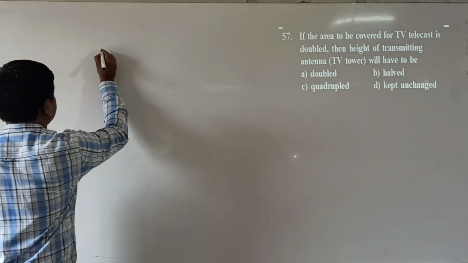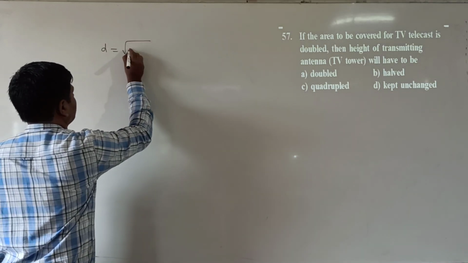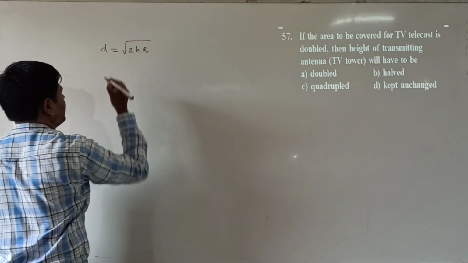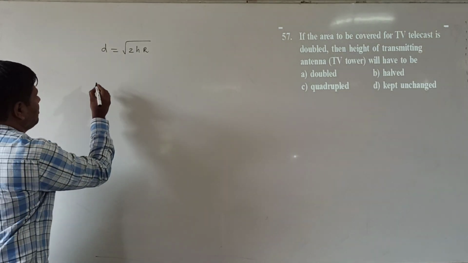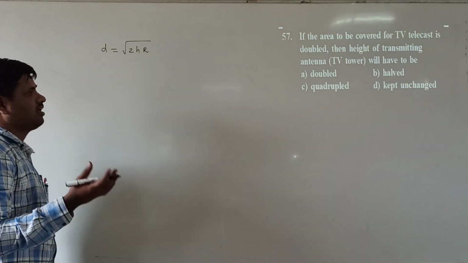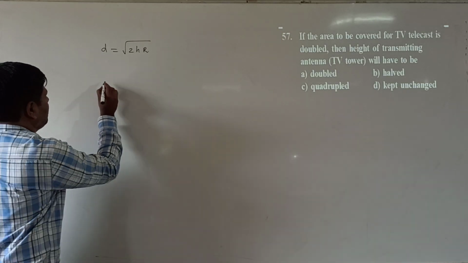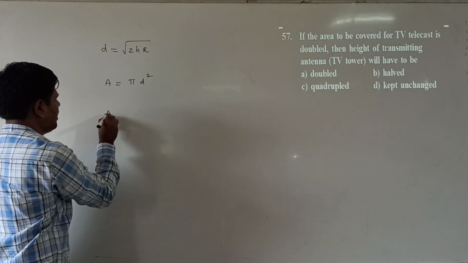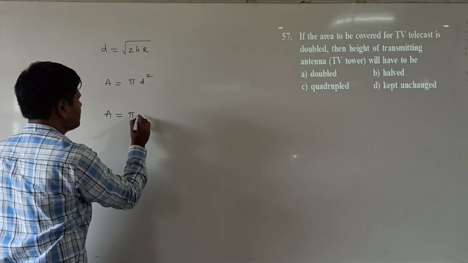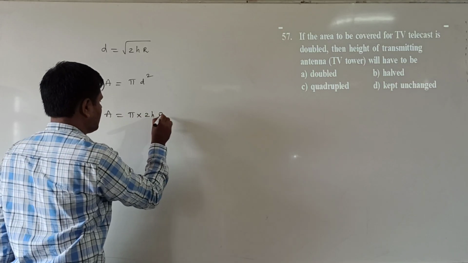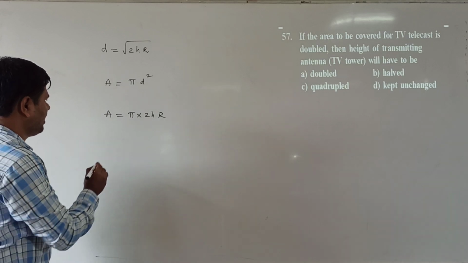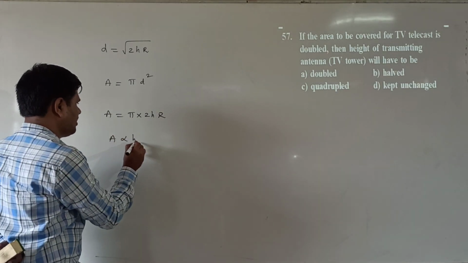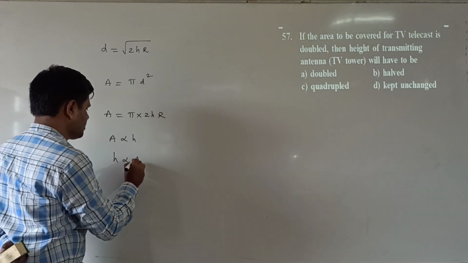Now we know that here d is equal to under root of 2hR. This is the distance the signal covers. Now area is equal to pi d square, which is pi into 2hR. From this we know that A is directly proportional to h, or h is directly proportional to A.